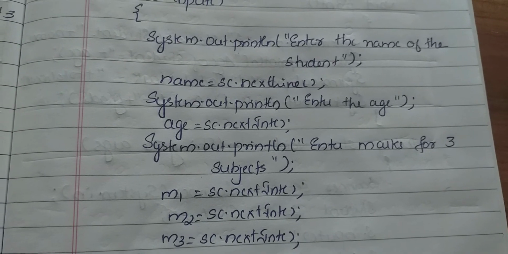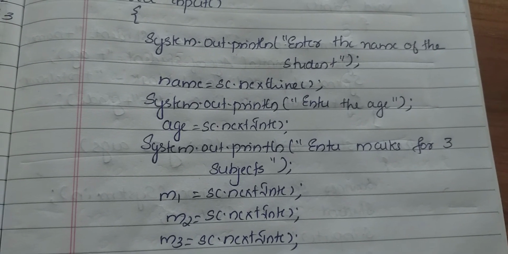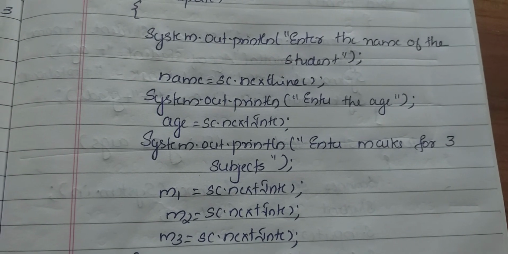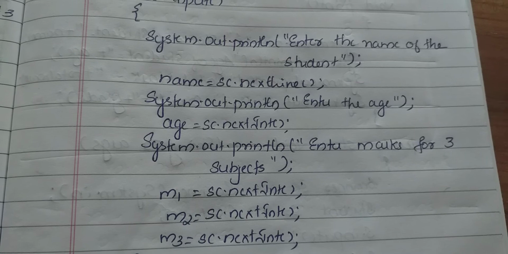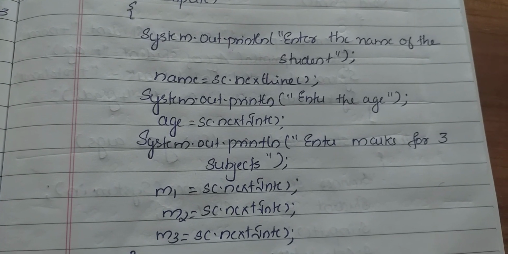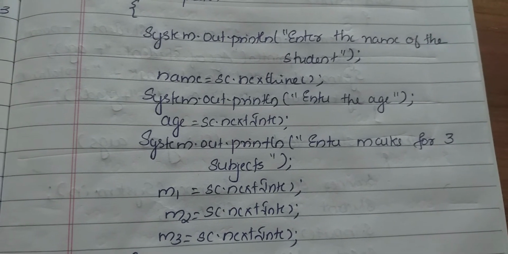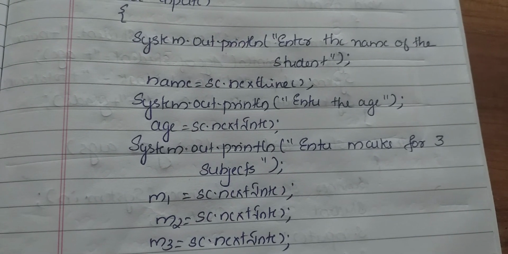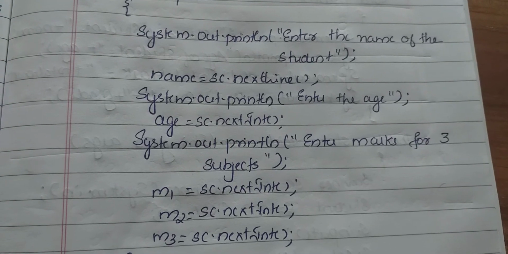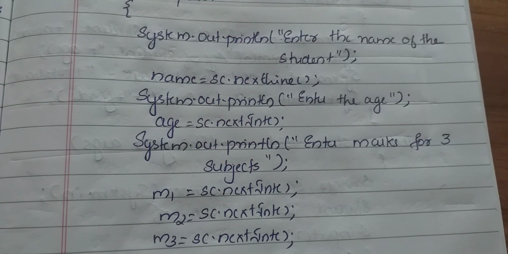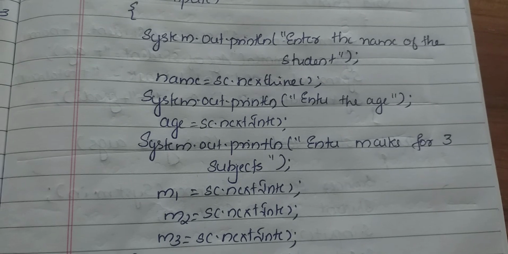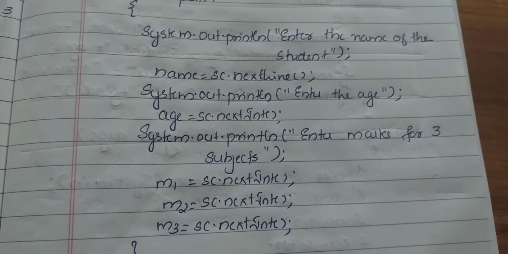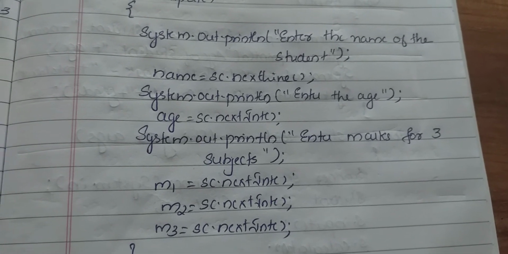So you can give these 3 marks separately also, by giving separate printing statements, that is System.out.println, enter mark for subject 1, and after that m1 equals sc.nextInt(), then again a printing message System.out.println, enter mark for subject 2, m2 equals sc.nextInt(), then System.out.println, enter mark for third subject, m3 equals sc.nextInt(). You can give like that also, both are right. Then close it. Only these things you have to accept through the keyboard.